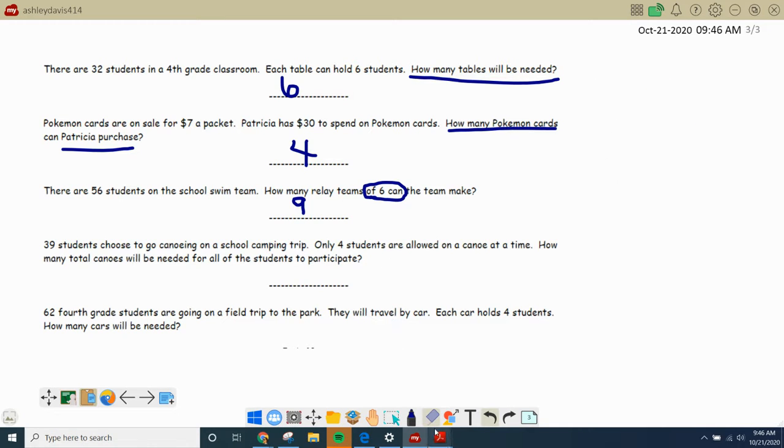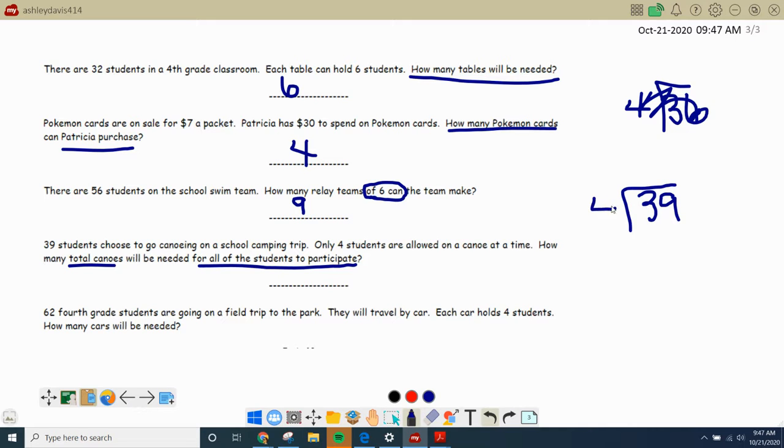"39 students chose to go canoeing on a school camping trip. Only 4 students are allowed in a canoe at a time. How many total canoes will be needed for all the students to participate?" Okay, so we have 39 students going. They're going to divide them by 4 because only 4 kids can go in a canoe at a time. Oh, no, I wrote 36. Whoops. 39 divided by 4.